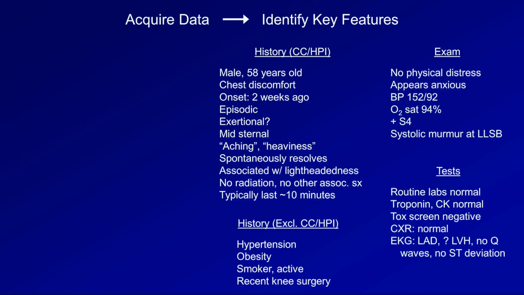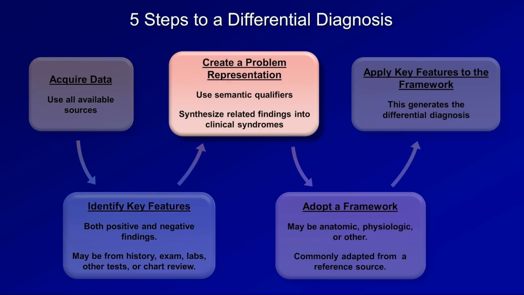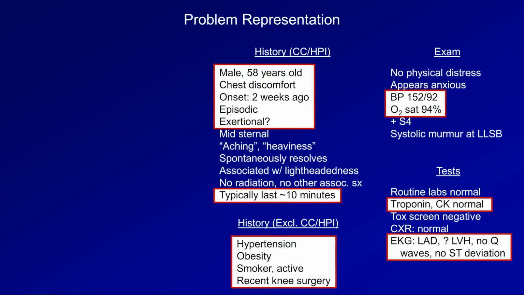So I just completed steps 1 and 2. The next step in our 5-step approach is creating the problem representation. Remember, the problem representation is a 1 to 2 sentence summary using precise medical terminology of the most relevant key features of the patient's history, exam, and diagnostic tests. These are the key features that I feel are the most important in this case.